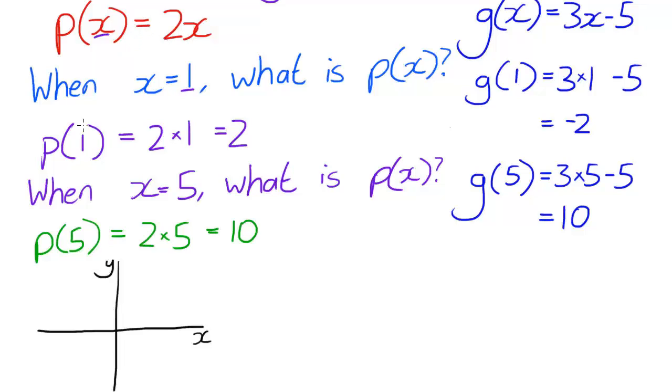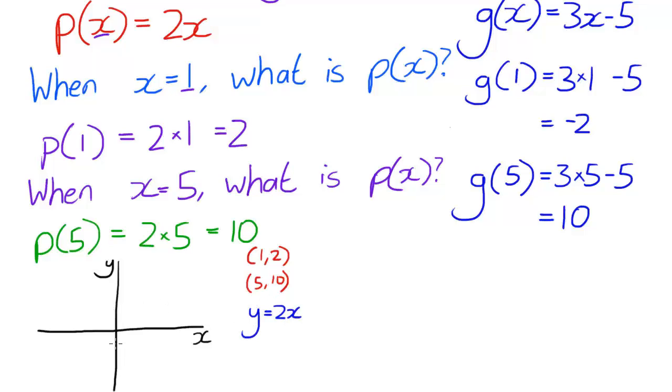Well, we know that when p of 1 we get 2, and when we have p of 5 we get 10. So those are coordinate points that we have. So we have the point 1, 2, and we have the point 5, 10. So you can see probably already this is going to look like the graph y equals 2x. And that's right, it looks exactly the same.